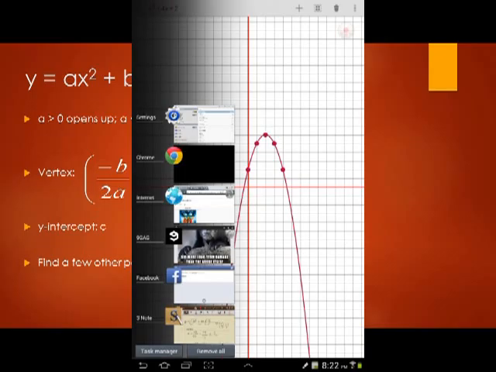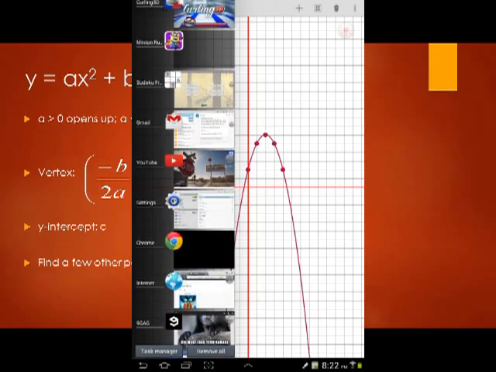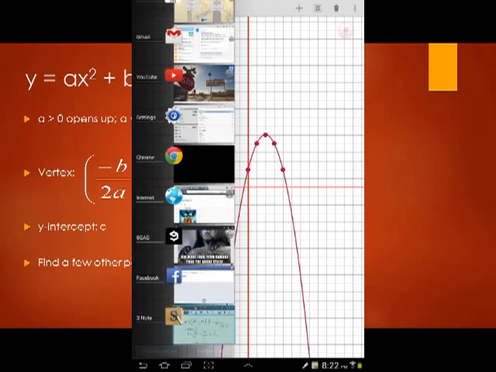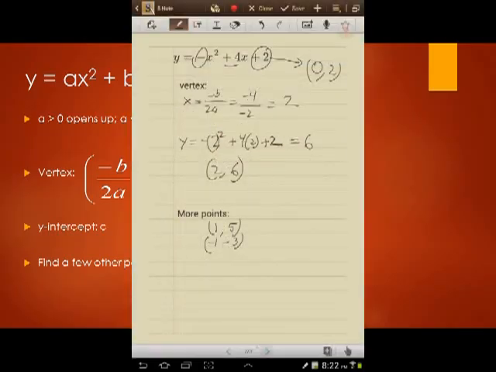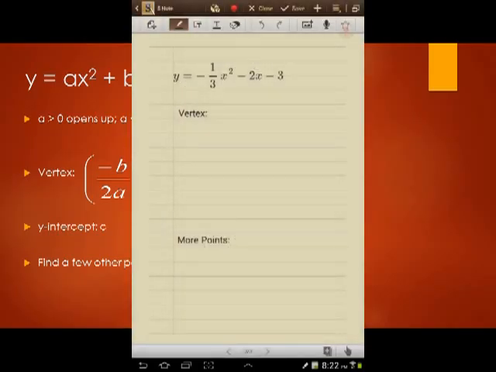Alright, one more example. One more, I think. This time my a value is a fraction. We'll see how that comes into play. x equals the x coordinate. Remember, this x is the x coordinate of the vertex. Opposite of b over 2a. b is negative 2, so that'd be positive 2.